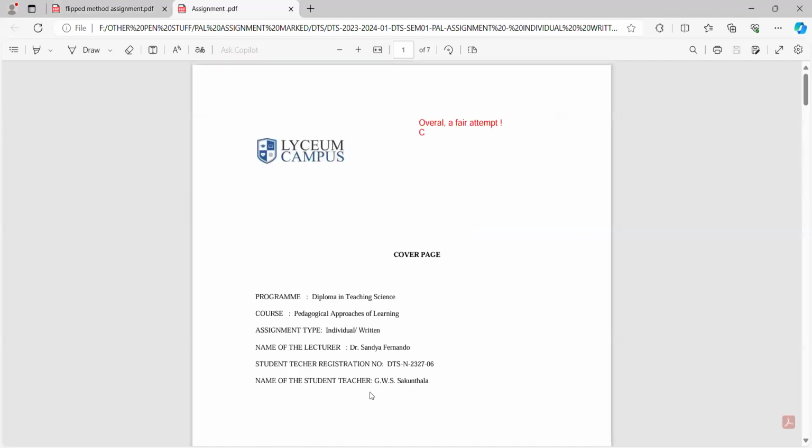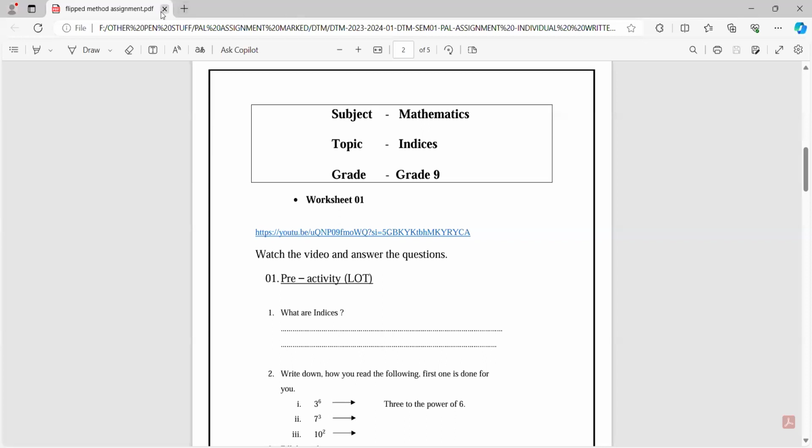Right. A fair attempt is what it says. So it can't be a good one. Okay. So I will go for another one because I have commented that it's just a fair one.